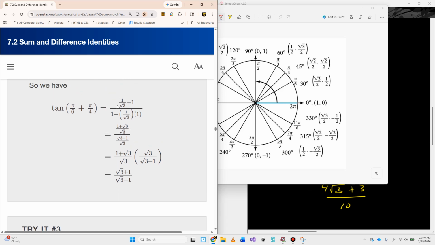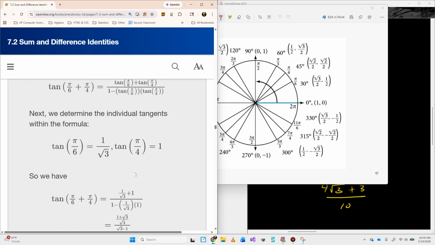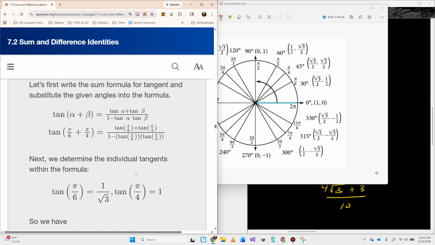And then I will simplify this into 1 plus square root of 3 over 3, divided by 1 minus square root of 3 over 3. It will all eventually simplify into the square root of 3 plus 1 divided by the square root of 3 minus 1 using properties of radicals. Again, nothing really fancy here.